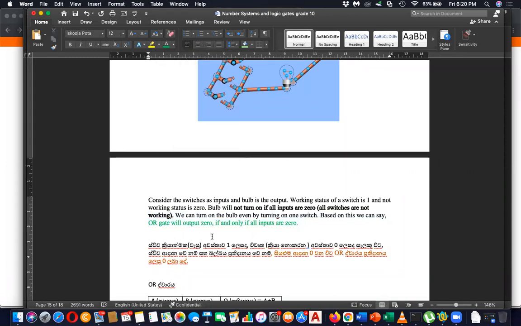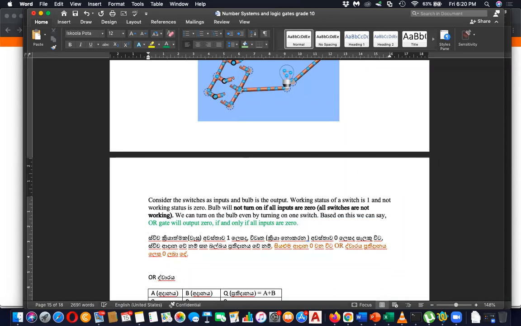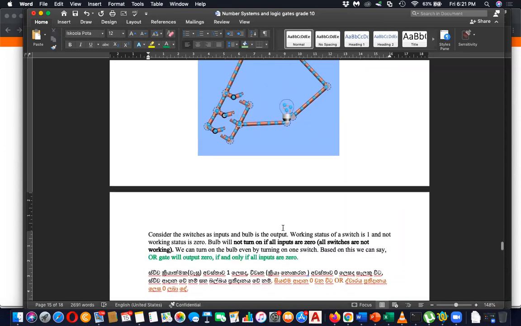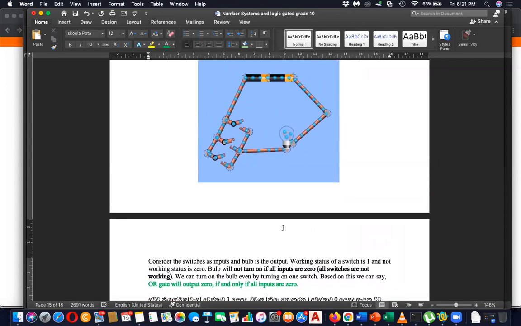So I'll explain why this is important. Later, when we want to create complex switches or complex circuits, we will use this logic. This logic is very important.